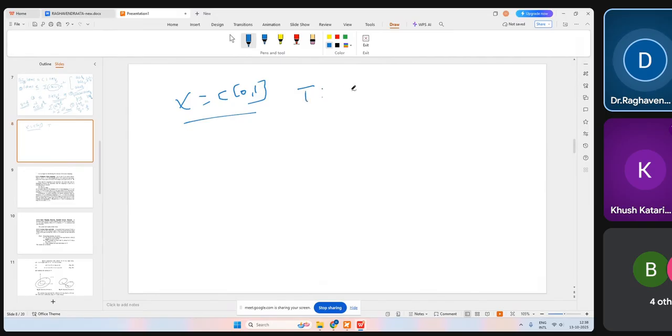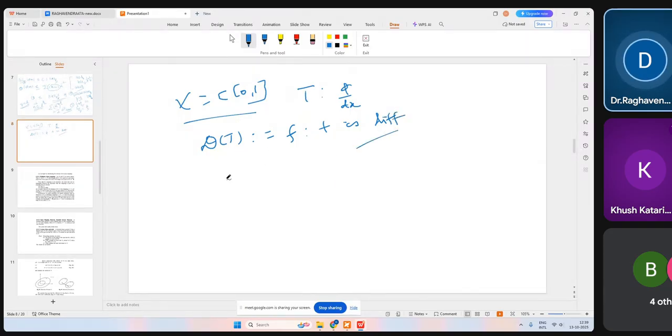Let us look at the operator d by dx, differentiation. Okay. What's the domain of T? What is it? Domain of T. F, such that F is differentiable. Yes, sir.